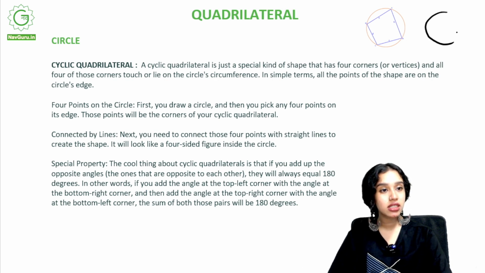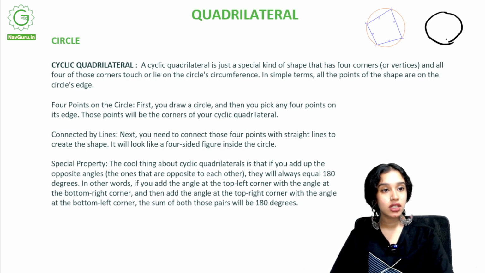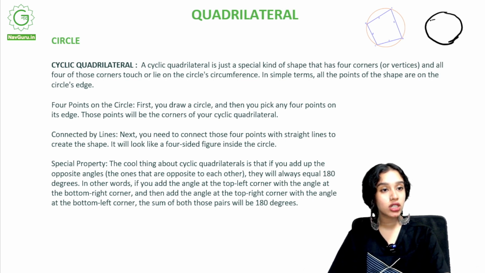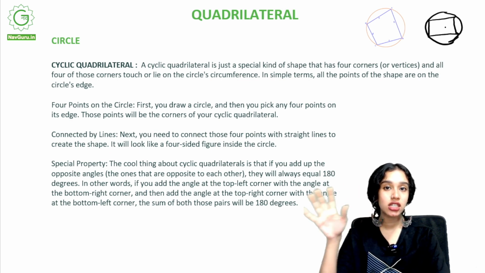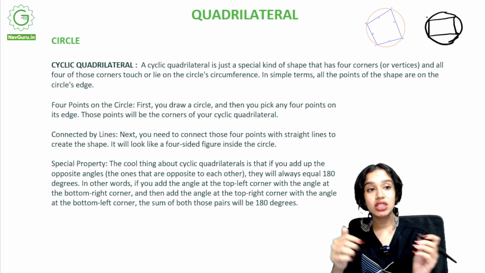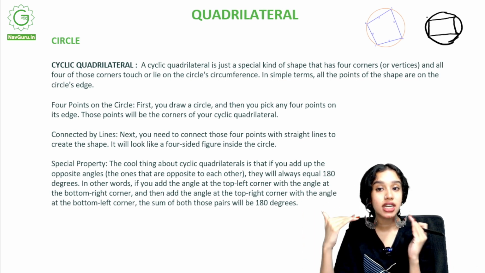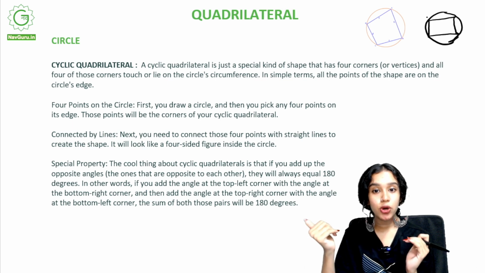So we have a circle and we have a quadrilateral, be it anything, inside the circle where all 4 vertices are touching the circle's edge, right? Now these kinds of quadrilaterals are called cyclic quadrilaterals. 4 points on the circle.